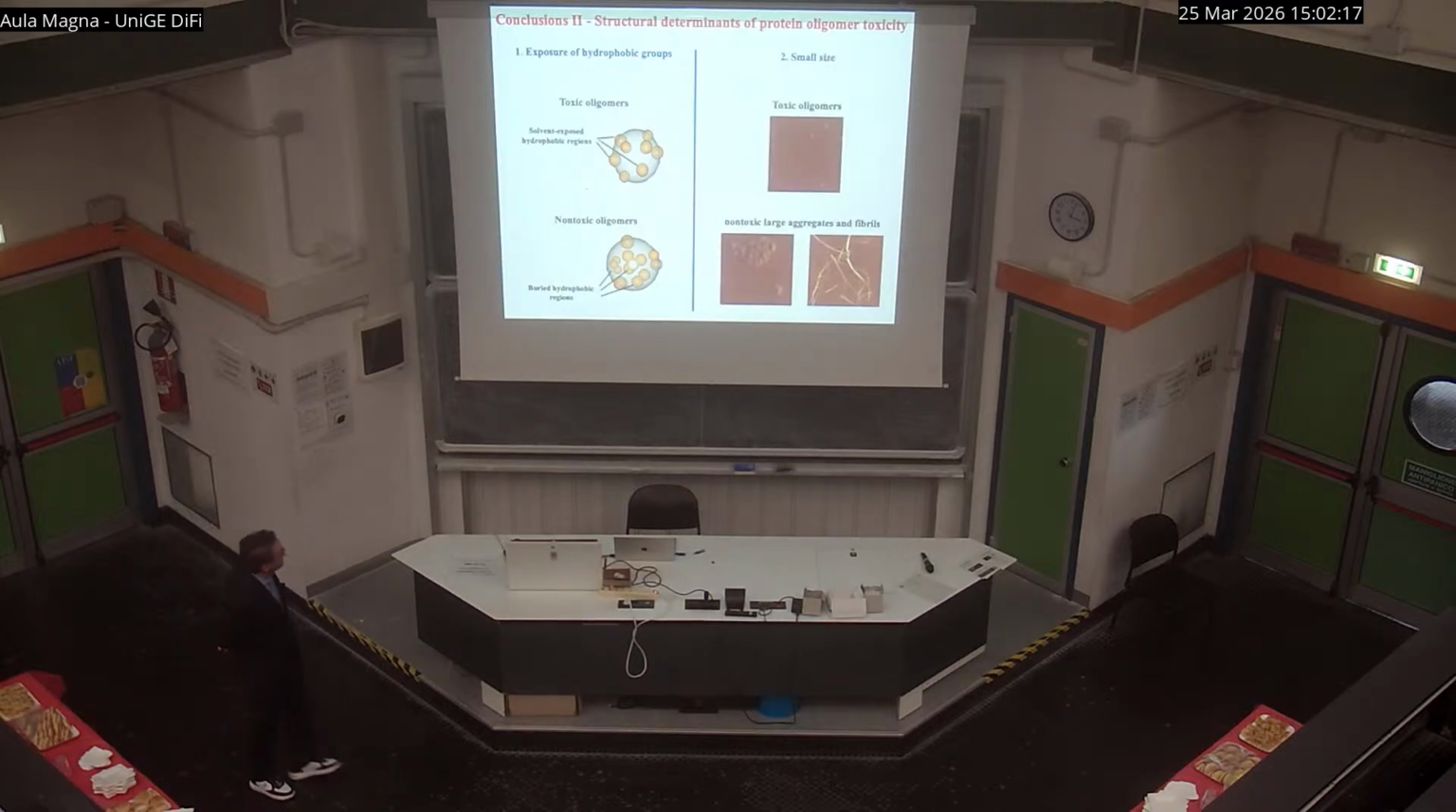And the small size: if we have small oligomers, they are toxic; when they come together, they are no longer toxic, and even if they convert into fibrils, they are no longer toxic. So it looks like the fibrils, the end point, are not toxic, but the intermediate oligomers are the main culprits, the main species responsible for toxicity.